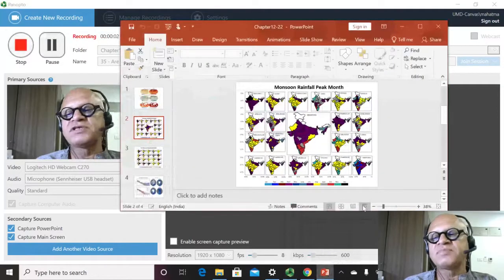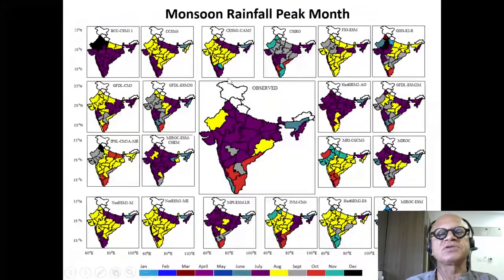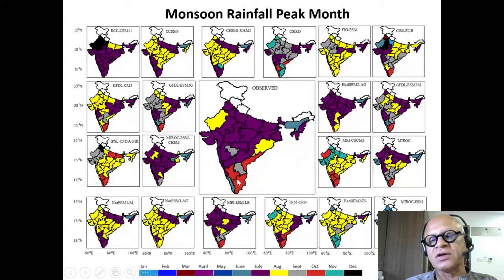Let me make some more specific points about the model projection problems. Okay, so here is the observed Indian monsoon rainfall for each month, January, February, March, and so on. So, for example, here August has the highest rain, and here July, August, October, November. So these are regions with the northeast monsoon, not the summer monsoon. Here it is high in November, and so on and so forth.